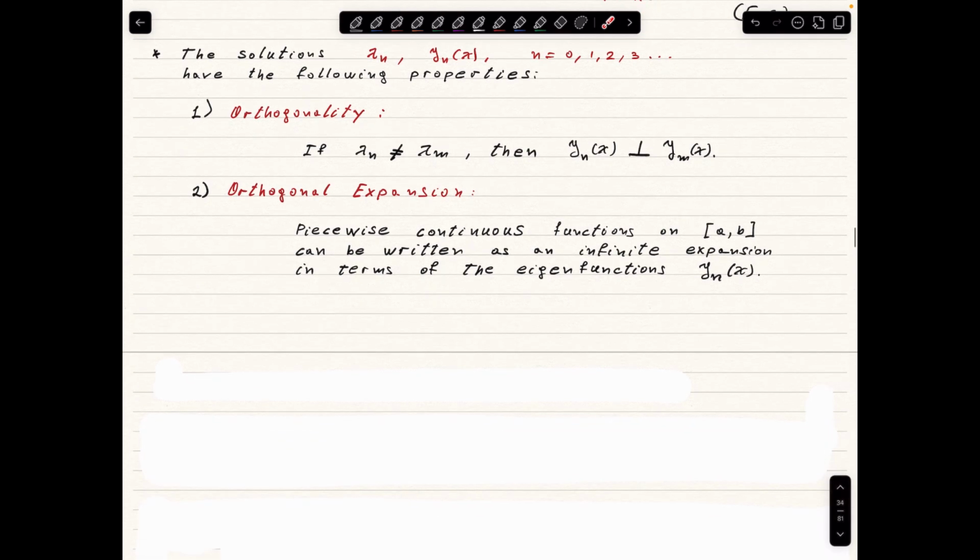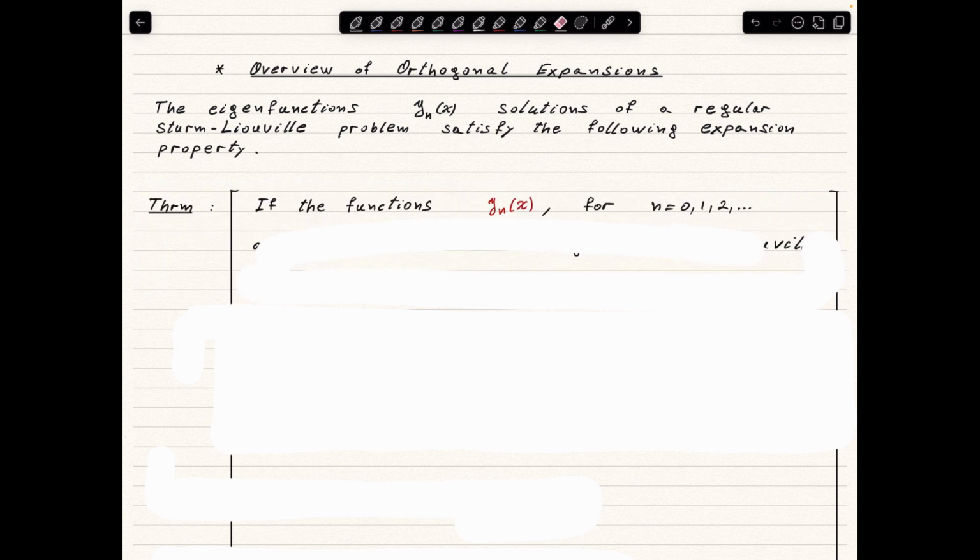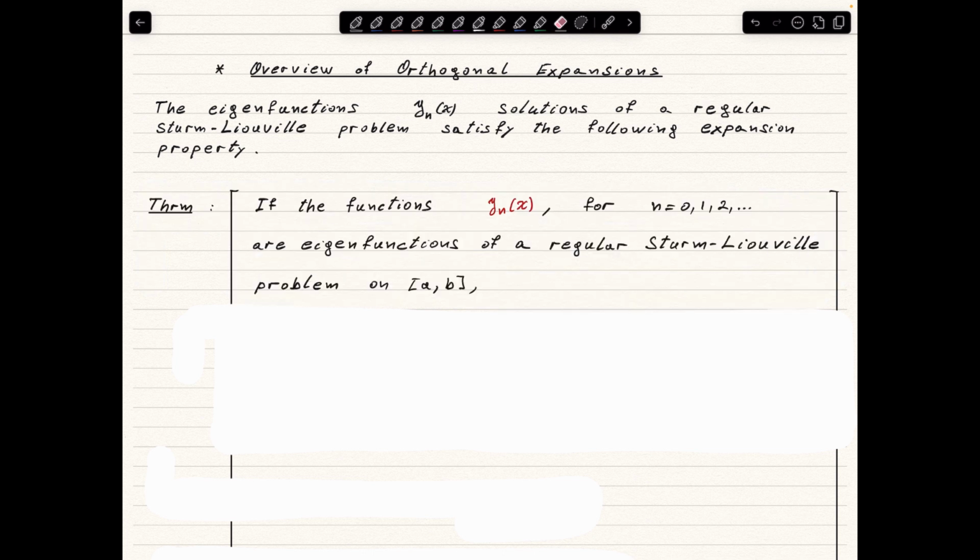So here is the orthogonal expansion property in more detail. The eigenfunctions yn, which are solutions of a regular Sturm-Liouville problem, satisfy the following expansion property. And now we are going to write the expansion property in all detail. And we are going to do it in a theorem.